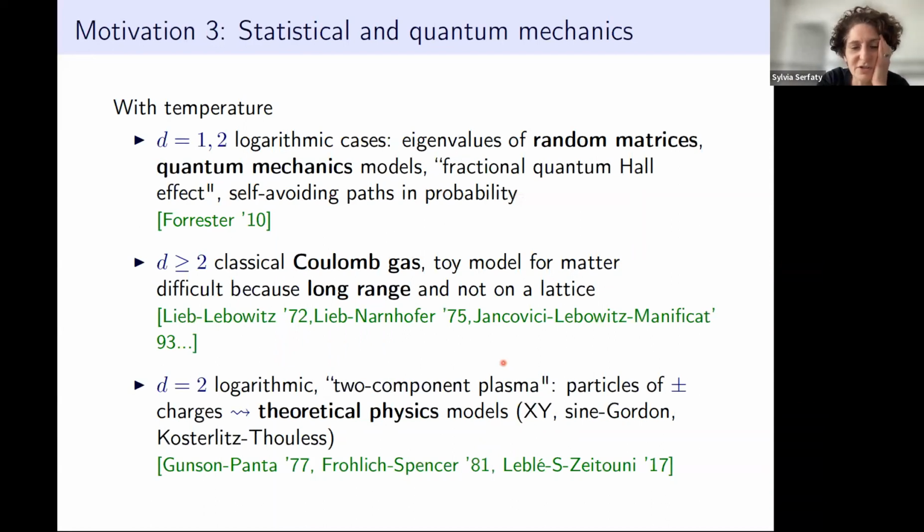Okay, and third motivation is statistical and quantum mechanics. In this motivation, it's a reason to study the model with temperature. These Coulomb systems with temperature correspond to toy models for matter, correspond also to the laws of eigenvalues of random matrices, to some quantum mechanics models, some theoretical physics models. So there's also a large literature on this in statistical mechanics. So I will describe towards the end the model with temperature. Okay, if you want me to stop and expand more on something, I can certainly do that.